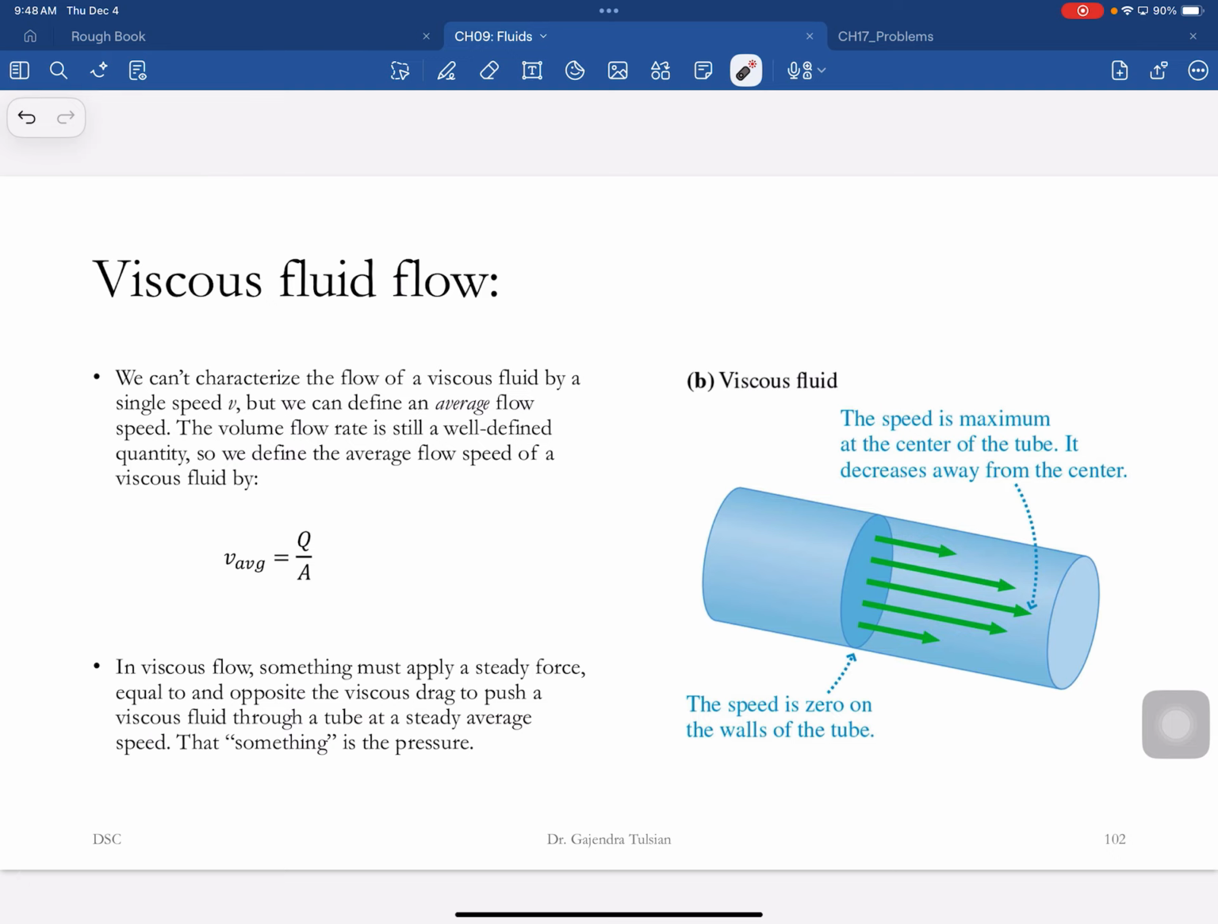So now let's define an average velocity. So let's say 2 liters a second are flowing in this thing. That's Q, that's the flow rate, divided by the area of cross-section of the tube. That's the average velocity. So you see the velocity of the fluid is changing here for viscous fluid across the area of cross-section. So we define the average velocity as flow rate divided by the area of cross-section.